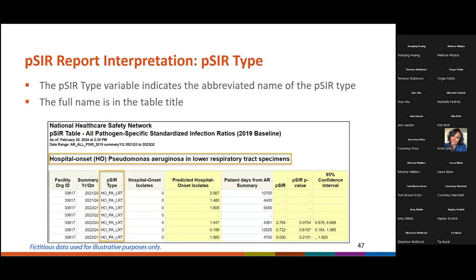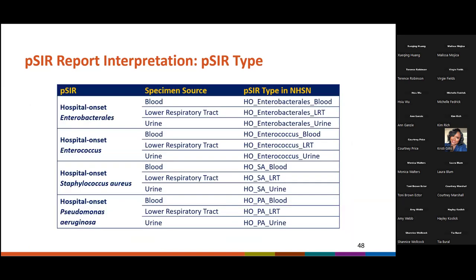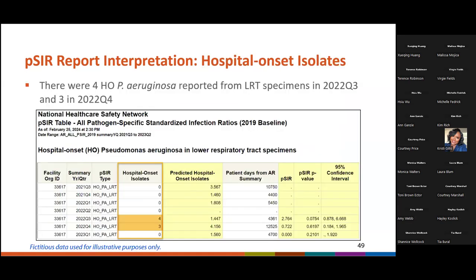The title includes a description of the pathogen and specimen source. The pSIR type column provides the abbreviation for this pathogen and specimen source, which is HOPALRT. I have included the pSIR pathogen or pathogen group, specimen source, and the abbreviation that will be included for the pSIR type in NHSN on this slide for your reference. We can see that there were 4 hospital onset Pseudomonas aeruginosa reported from lower respiratory tract specimens in 2022 Q3 and 3 in 2022 Q4. None were reported in the other quarters in this time period.